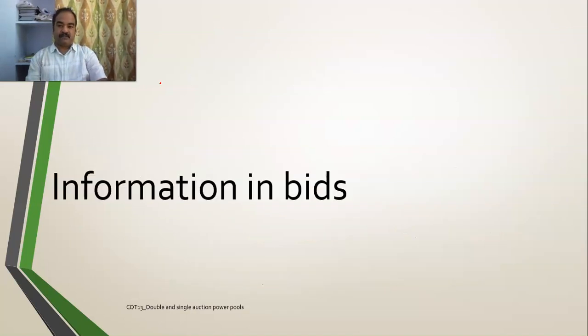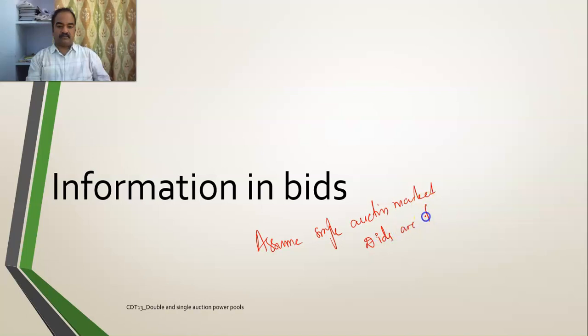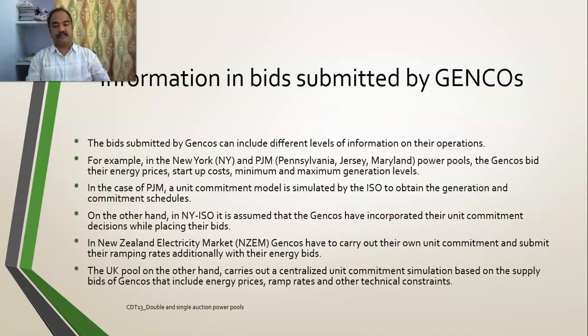Now the question is, 24 hours before the real time, you are collecting some bids, right? Assuming that it is a single auction market where GENCOs are only providing the bids. So I'll write here, assume a single auction market. So bids are from GENCOs only, right? So what information will be there in the bids?